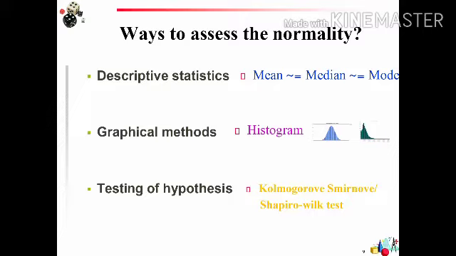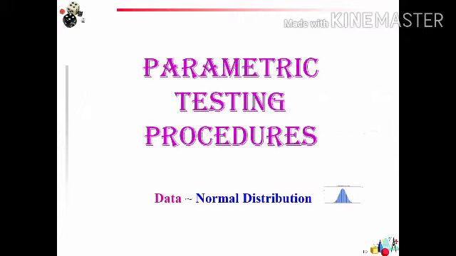One more method is based on the mean and standard deviation. If half of the mean of the variable is greater than the standard deviation, in that situation also the data follow a normal distribution.